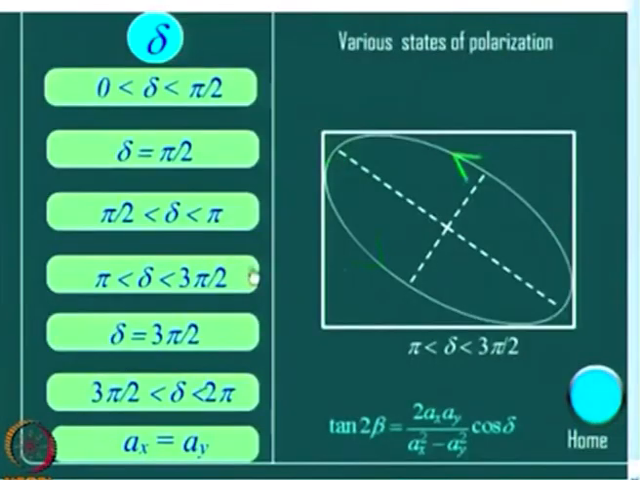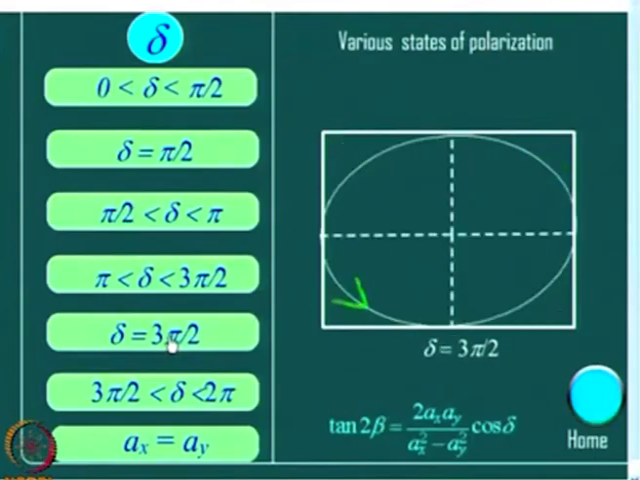And when I have delta equal to 3 pi by 2, pi by 2 and 3 pi by 2 share a commonality. You will have the axes coincide with the reference axes, but the handedness changes. When it was pi by 2, the handedness was clockwise, and when it is 3 pi by 2, the handedness is anti-clockwise.